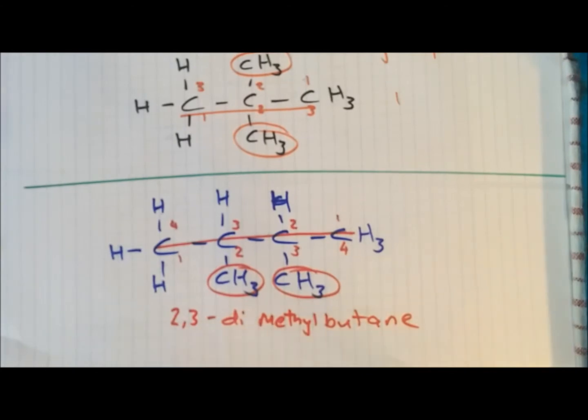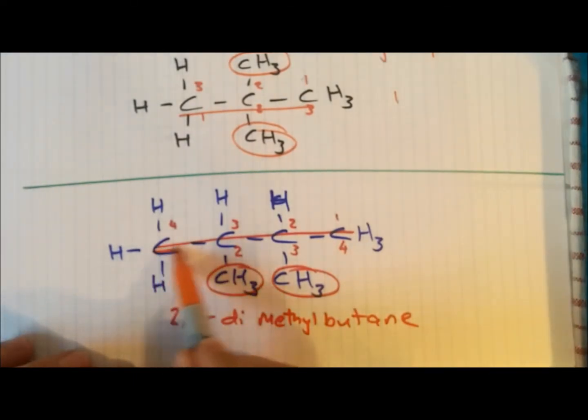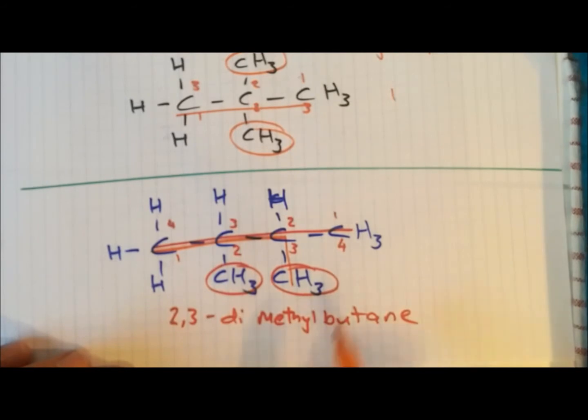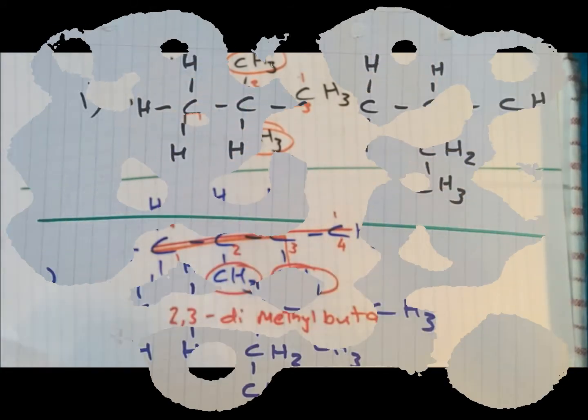Now notice I'm using a comma between the numbers and dashes between numbers and words. You'll also notice that I could have actually come down like that for my long chain, but it still wouldn't have made any difference for my numbering of the carbons.